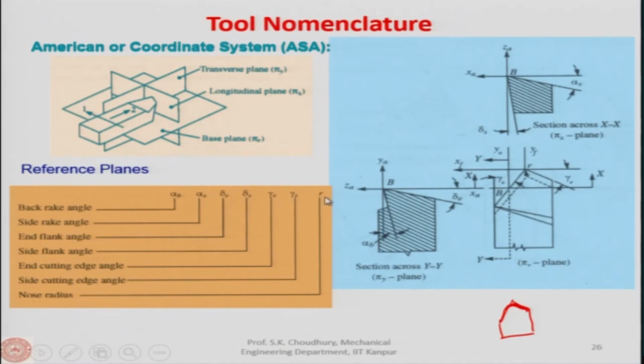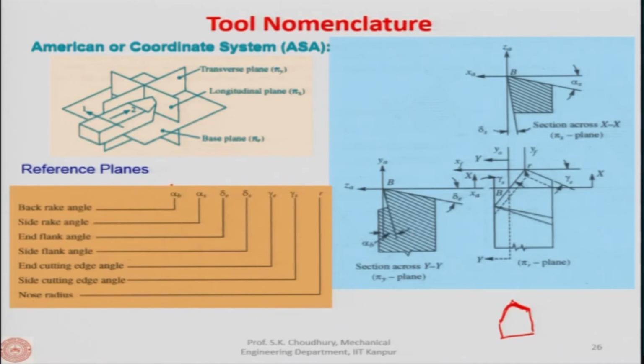After that, this is a nose radius. Now, another thing is the flank angle and the clearance angle are the same. In some books you will find it given as a flank angle, in some books as a clearance angle. Okay. These are the same thing. Now, when you are purchasing a tool, it will not be written which one is the back rake, which one is the side rake, and so on.